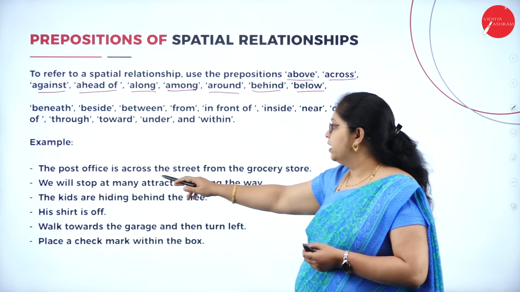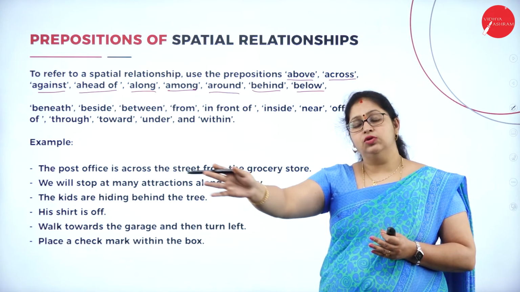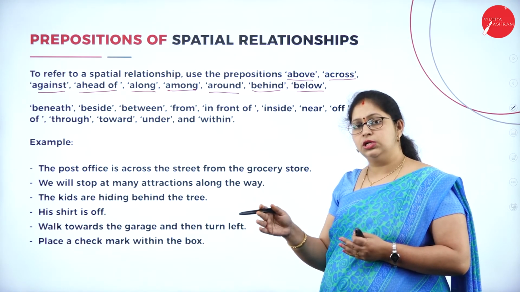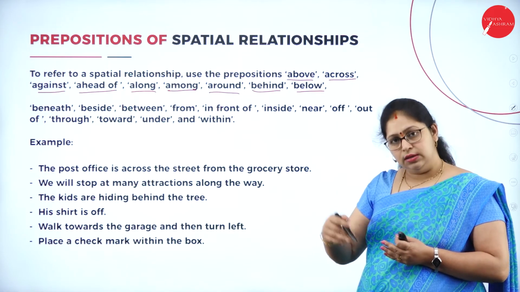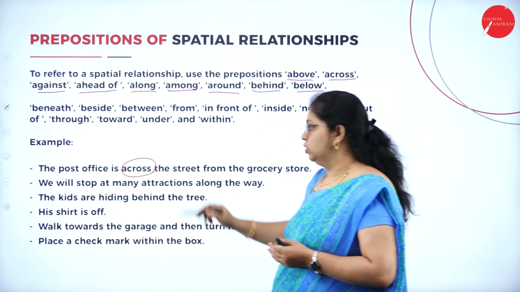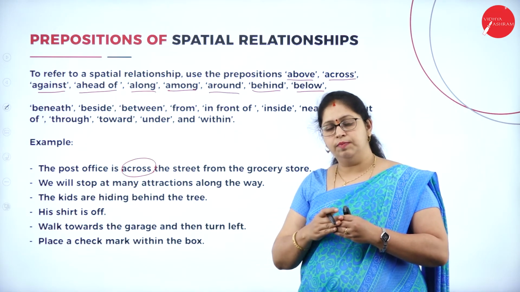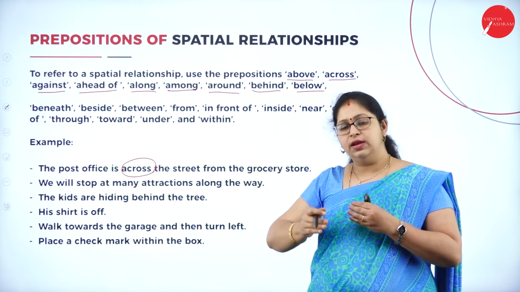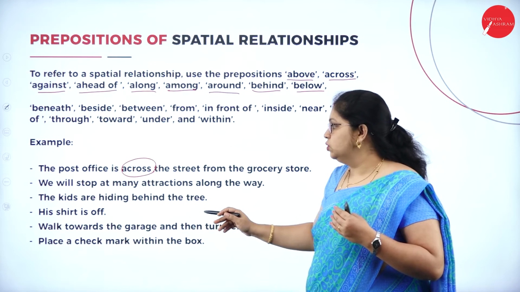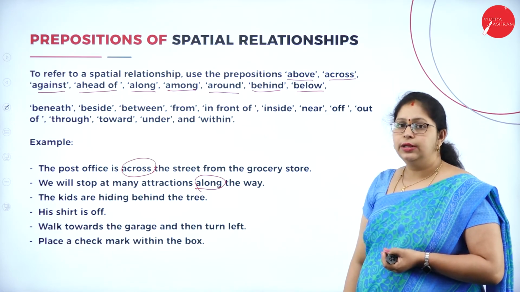The post office is across the street from the grocery store. So, where is the post office? Across the street. You need to go along that street from the grocery shop, and there you will find the post office. So, we are using the preposition across. We will stop at many attractions along the way. While traveling from one point to another, you will visit many places, correct? So, what is the preposition used here? Along. We will stop at many attractions along the way.